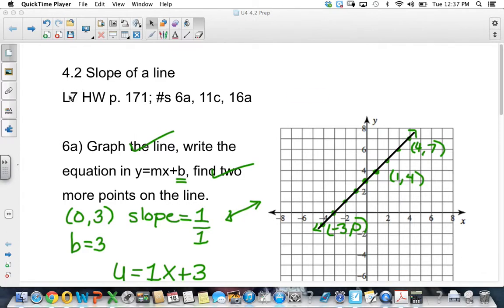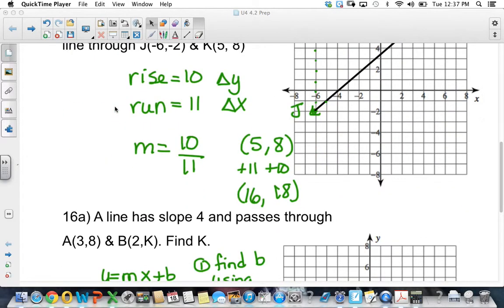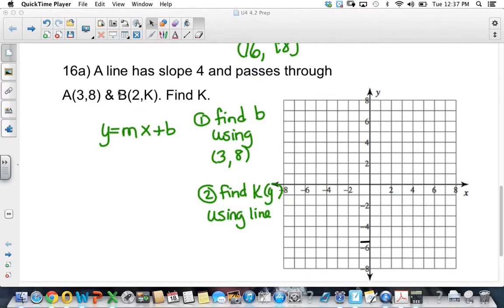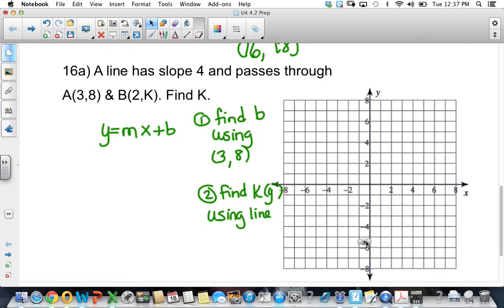I'm finishing up homework 16A on page 171 in section 4.2, slope of a line. The answer to this actually winds up being quite easy to obtain, so I'm going to expand this and show you algebraically how to find K for 16A, but it does wind up being quite easy. So first thing I would always do is graph the line.